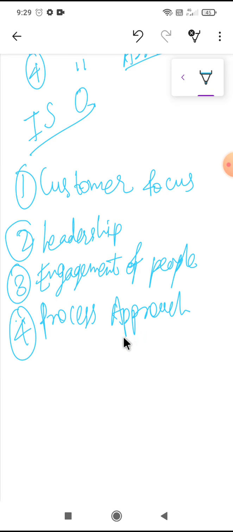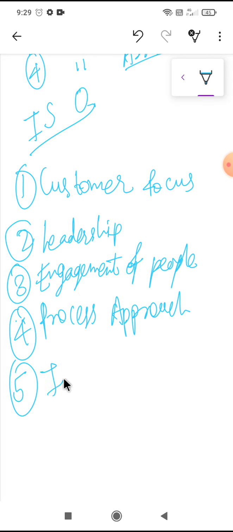Consistent and predictable results are achieved more effectively and efficiently when activities are understood and managed as interrelated processes that function as a coherent system. So each and every process should be understood.